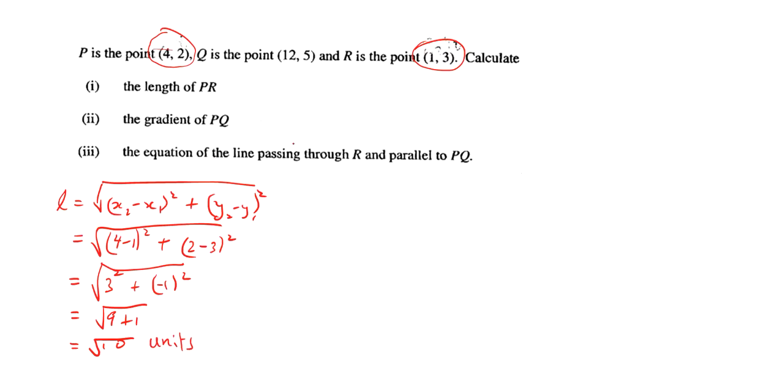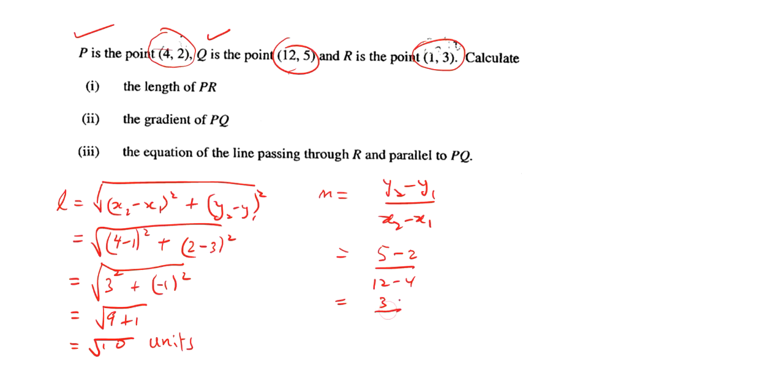Right, now we want the gradient of PQ. So we know m is y2 minus y1 over x2 minus x1, and we're looking at PQ this time. So PQ is, right, so this is P and this is Q. Right, so we can say 5 minus 2 over 12 minus 4, which is 5 minus 2 is 3, and 12 minus 4 is 8. So the gradient is 3/8.